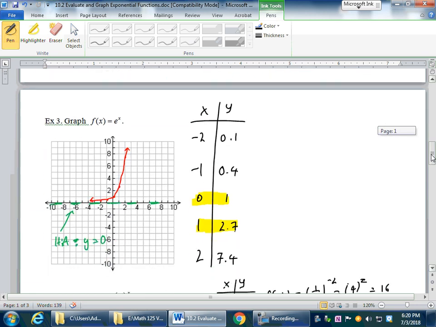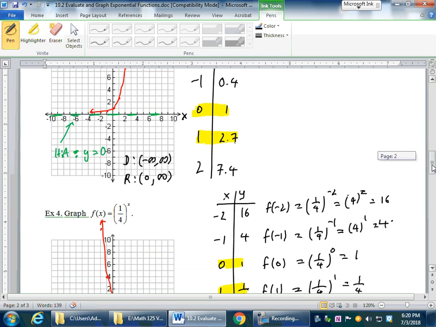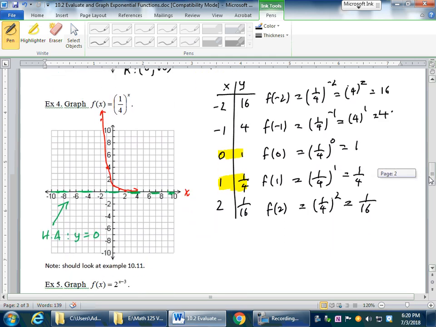For the exponential graph, the same thing. My domain is negative infinity to positive infinity. My range is 0 to positive infinity, because my y is never 0 or a negative number. And same thing if your graph flips around: your domain will be negative infinity to positive infinity, but my range is going to be 0 to positive infinity.